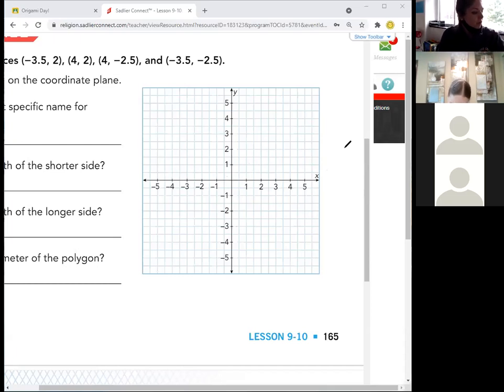So log on to Sadlier Connect. It's the first 5 letters of your last name and then the first 2 letters of your first name. Password's going to be DC 2020. It's in your planner, but just in case you can't find that right away.